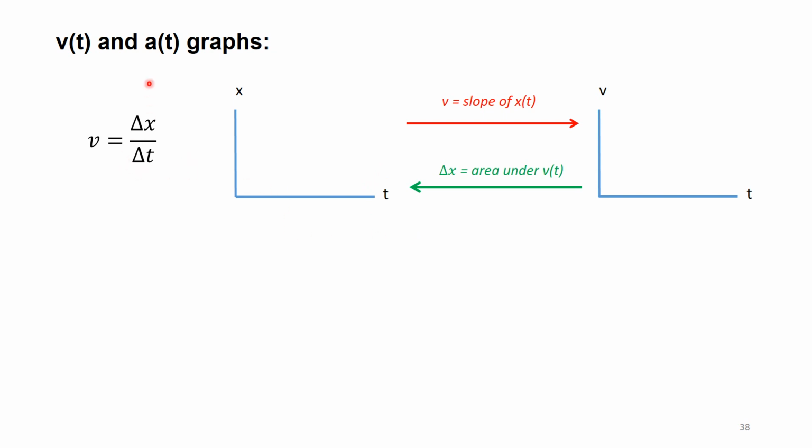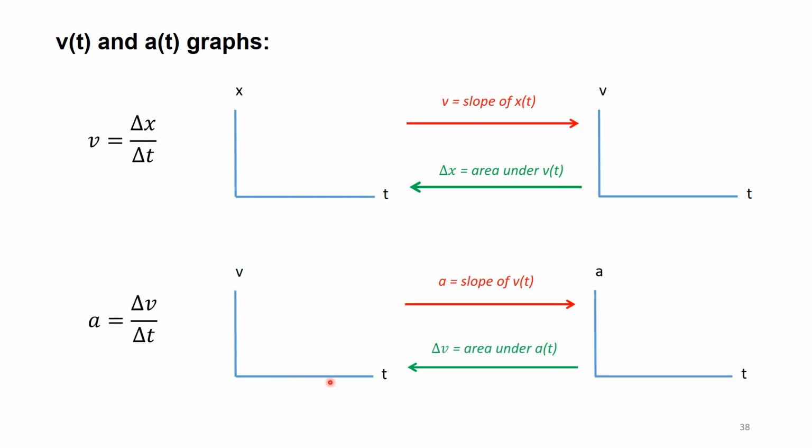Similarly, we can do graphs for velocity and acceleration like this. If you have a velocity time graph, you can find the slope to get the acceleration. And if you have an acceleration time graph, you can find the area under it to get the change in velocity. So important here, when you find the area under, you find the change, not the actual velocity, but the change. So not the exact value of v, but just the change in the velocity.